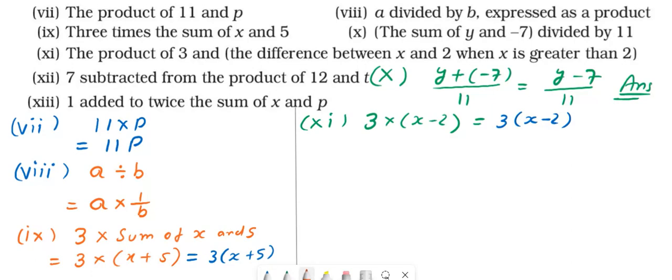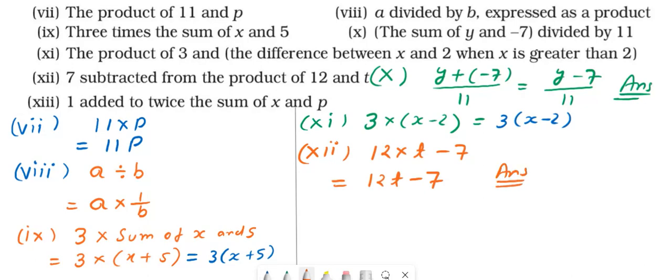Now let's see 12th part. 7 subtracted from the product of 12 and t. So it will be 12 into t minus 7. 7 is subtracted from the product of 12 and t. So it can be written as simply 12t minus 7. This is the answer.